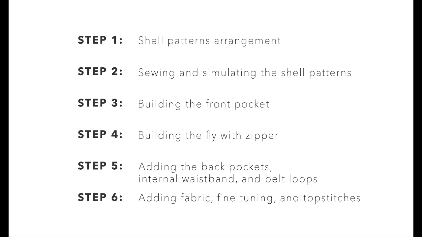Step 5, we're going to add the back pockets, the internal waistband, as well as the belt loops. And finally, for step 6, we're going to add the fabrics, we will fine-tune our garment, and then finally we will add the top stitches.